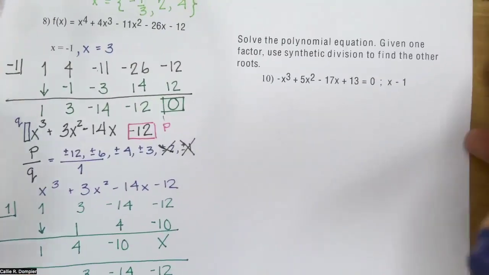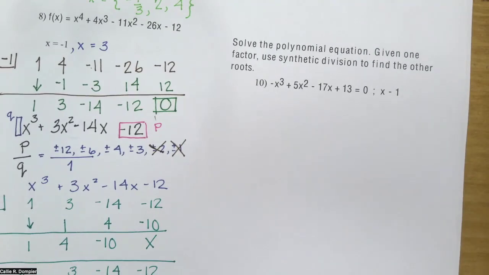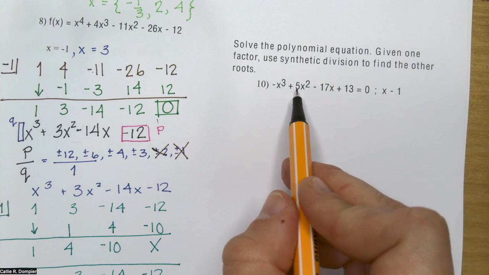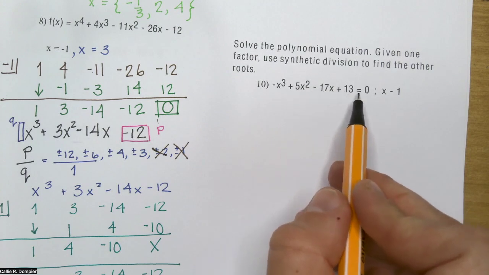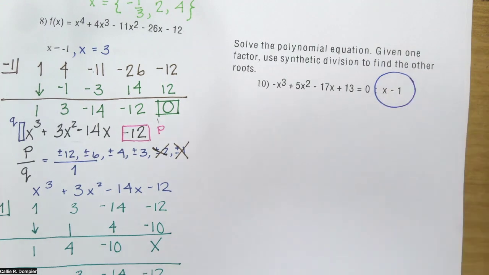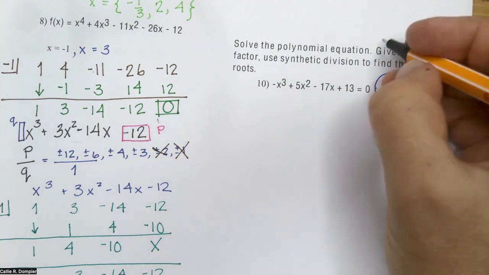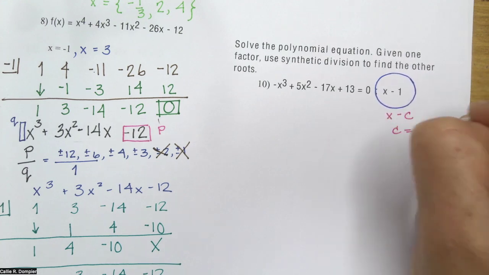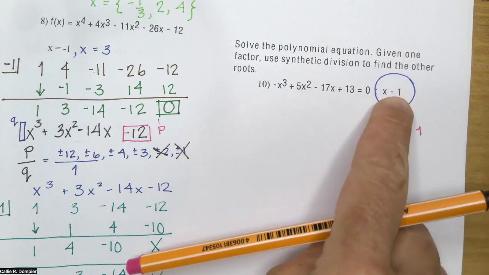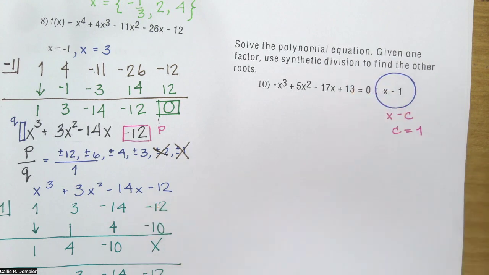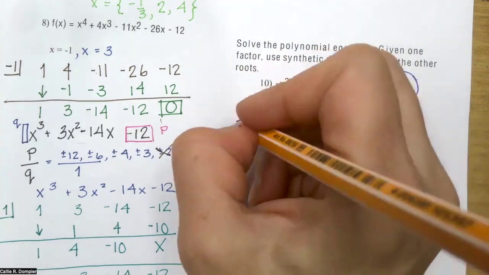Again, it says solve the polynomial equation. Given one factor, use synthetic division to find the other roots. So we've got -x cubed plus 5x squared minus 17x plus 13 equals 0. But they gave us a factor instead of a root. Now that we have a factor, the root is the opposite of that term, right? -1 becomes a +1.